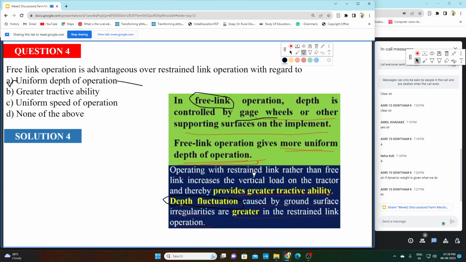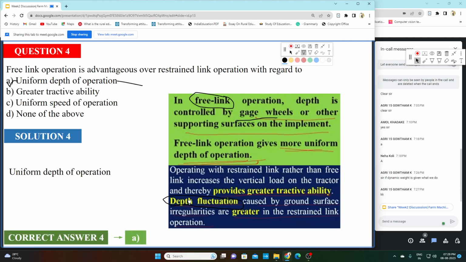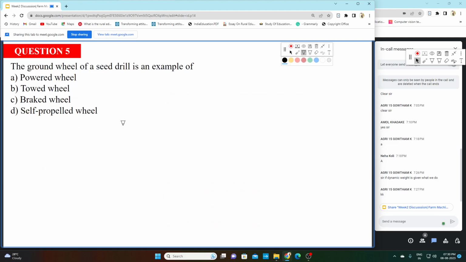So depth fluctuation will be more for restrained link operation. So this is the advantage of free link over restrained link. Okay, so your right answer is A. Any doubt regarding this question? Any doubt? Okay, so I hope there is no doubt. So let me move to the next question.